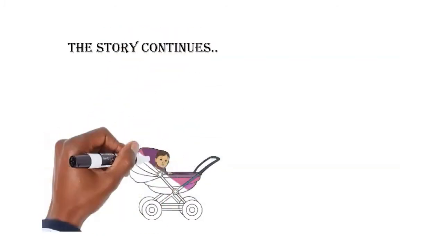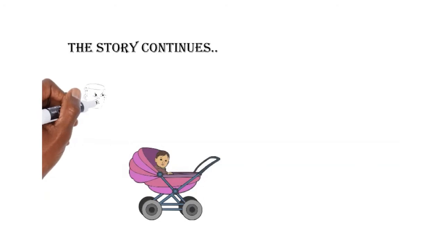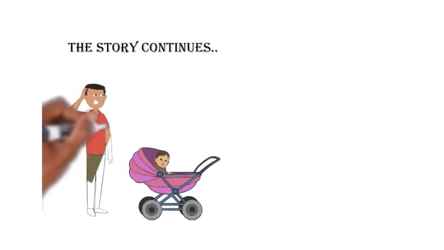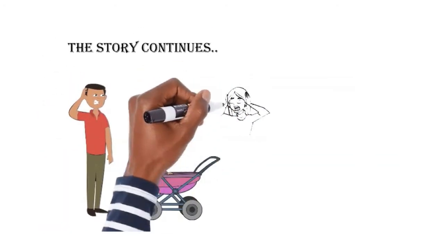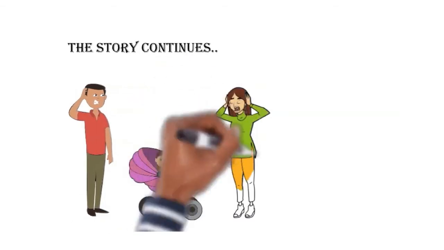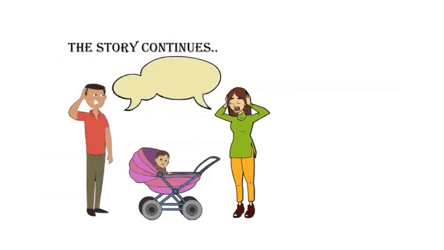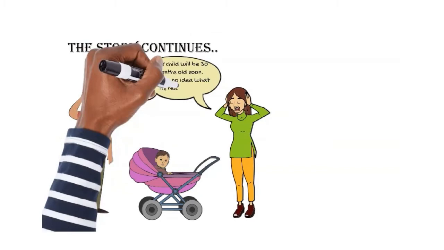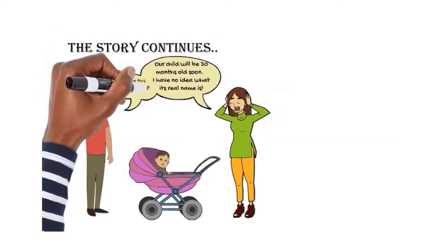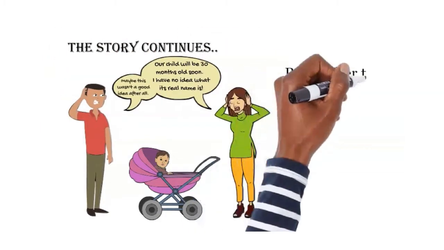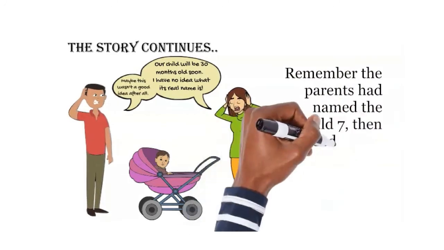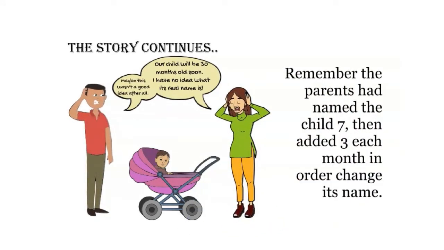Continue with a story about a very special child and its parents who gave it a very special name. Mom and Dad are starting to regret their decision. Our child will be 30 months old soon, and I have no idea what its real name is. Maybe this wasn't such a good idea after all, my dear. Remember, the parents named the child 7, then added 3 each month in order to change its name.